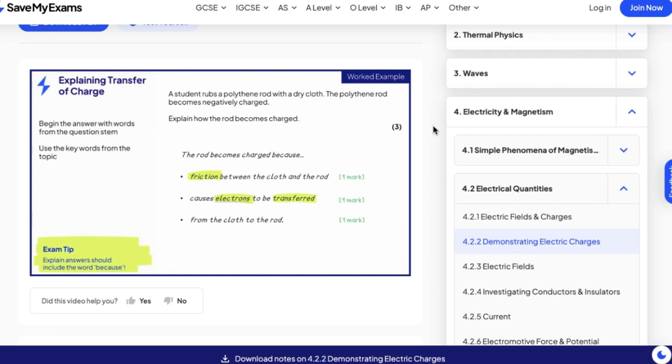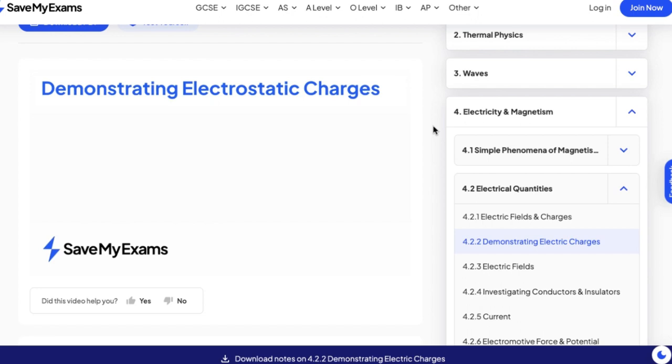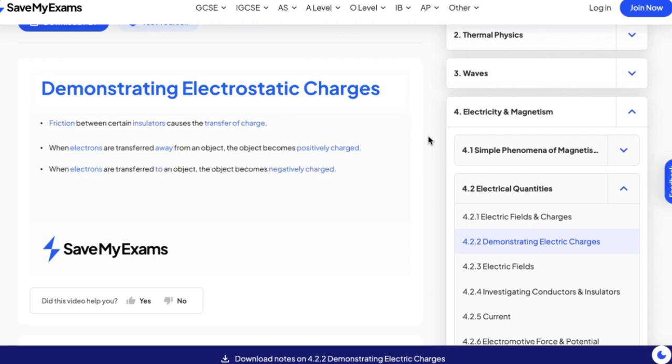The last marking point here is assessing your understanding of the direction of electron transfer, so make sure you're super clear about that. In summary, friction between certain insulators causes electrons to be transferred from one object to the other. When electrons are transferred away from an object, the object loses negative charge, so it becomes positively charged. When electrons are transferred to an object, it gains negative charge, so it becomes negatively charged.